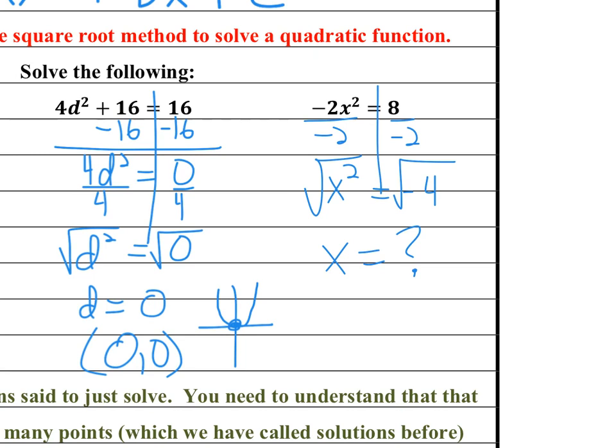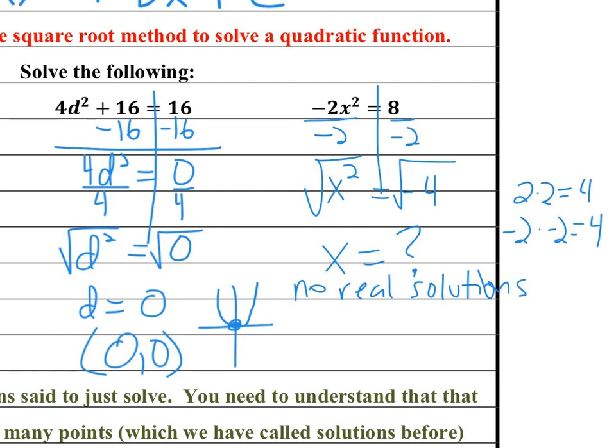Because if you square a number, it always turns positive. 2 times 2, positive 4. Negative 2 times negative 2, positive 4. There is no real number that will give you a negative 4 when you square it. So this means that there are no real solutions, and that is our answer. So please say no real solutions, because there is this thing called an imaginary number, but we don't need to worry about those. We just need to say there are no real solutions.